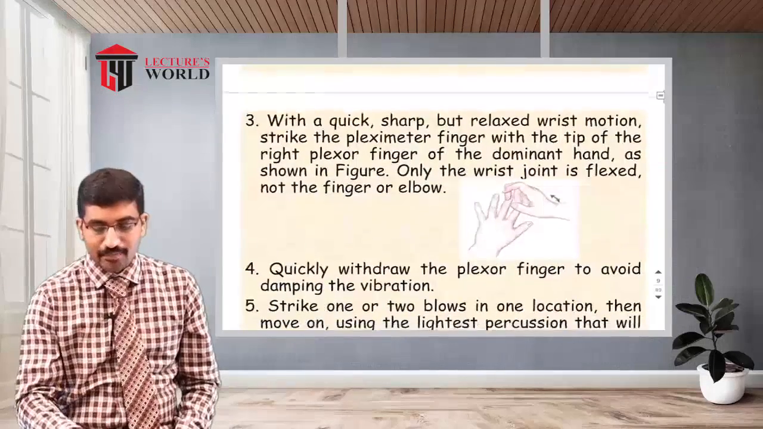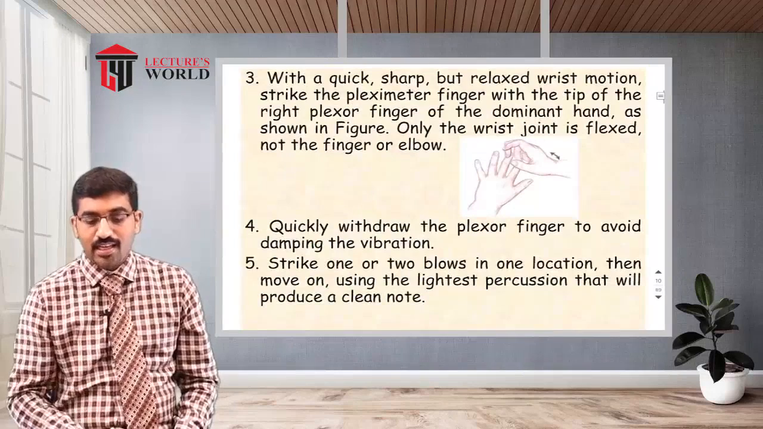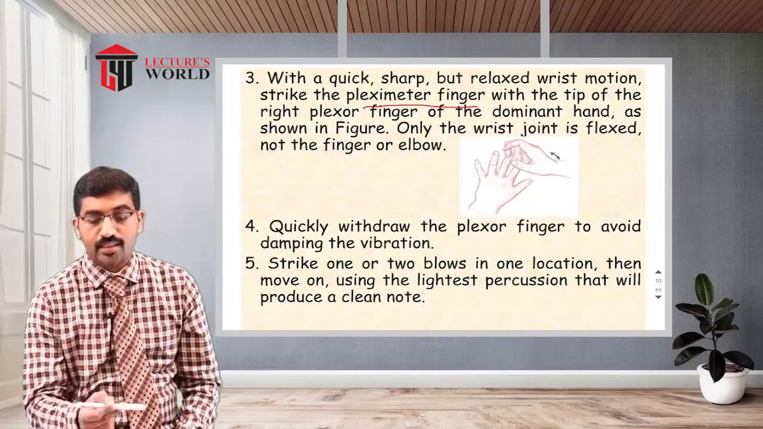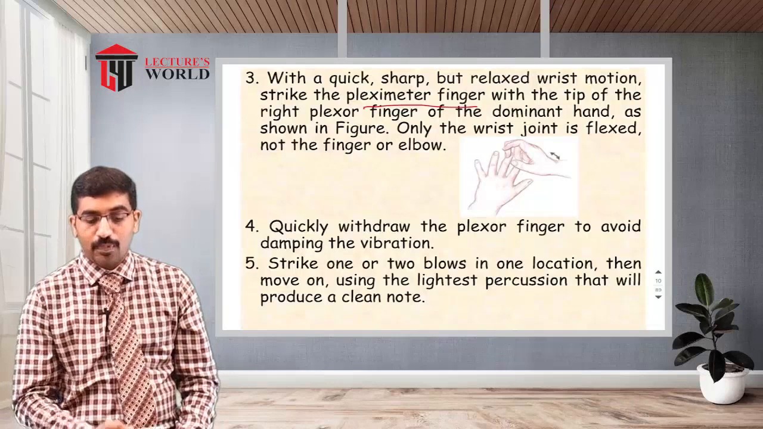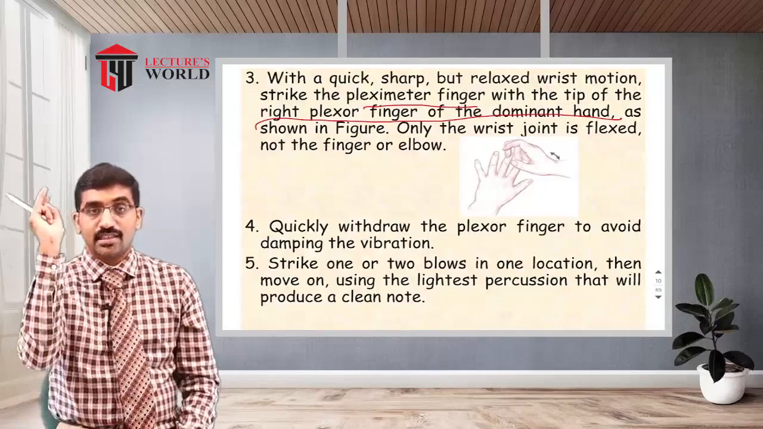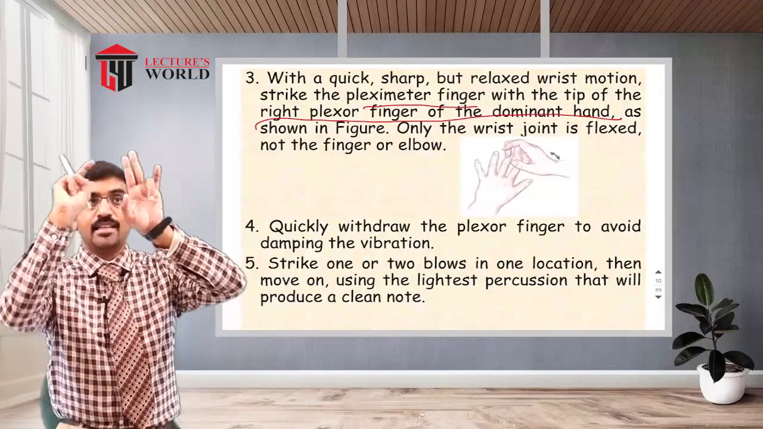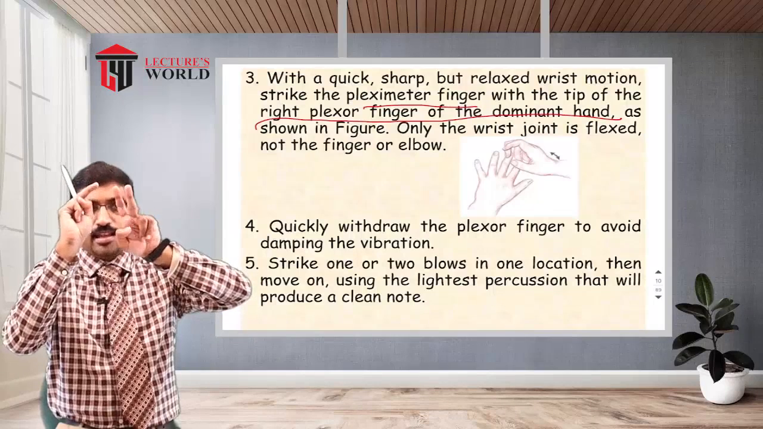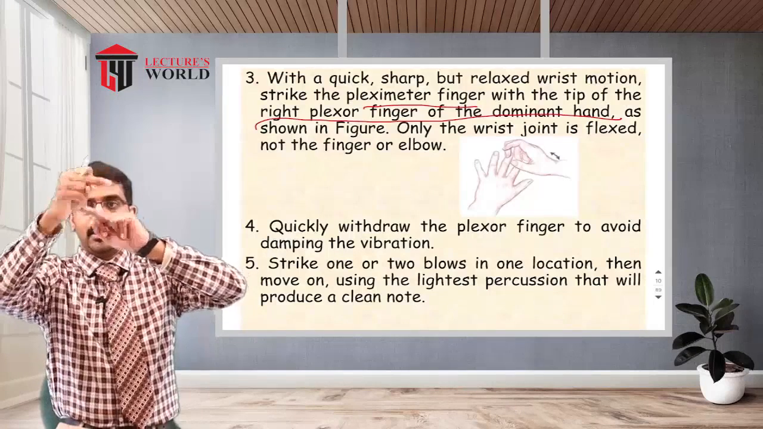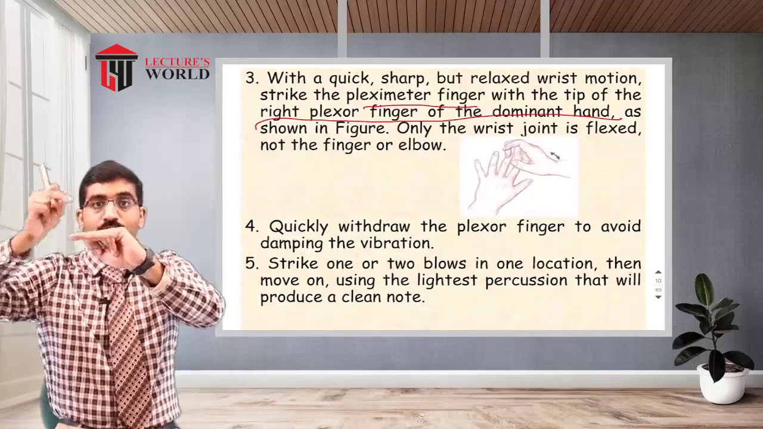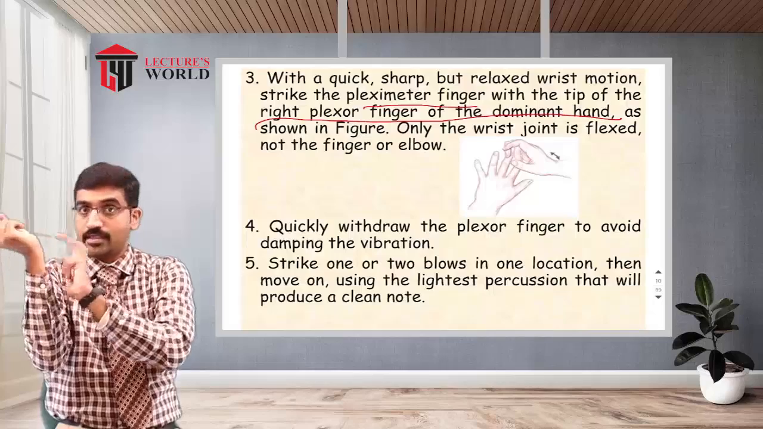And the third step is we have to just quickly and sharply, with a relaxed wrist motion, strike the pleximeter finger with the tip of the flexed finger of the dominant hand. So this is my dominant hand. I am keeping like this. I am going to tap like this. Simply I'll expand and I will do the tapping. So for example, if I do like this, I have to tap above that finger, not directly on the person.